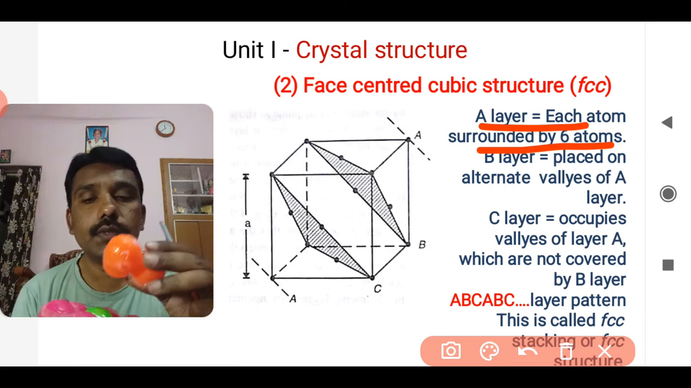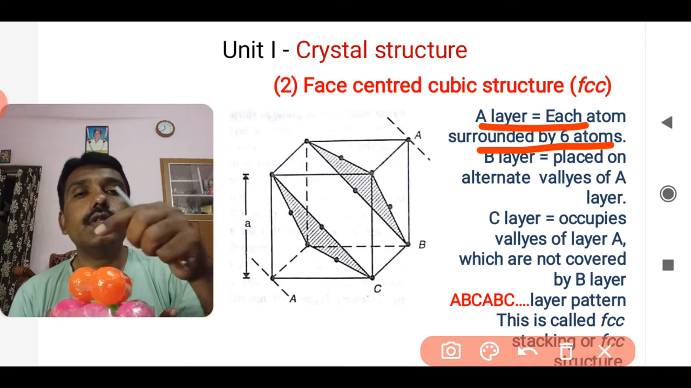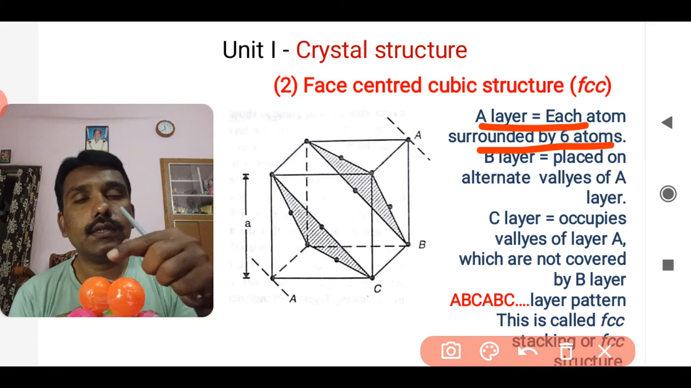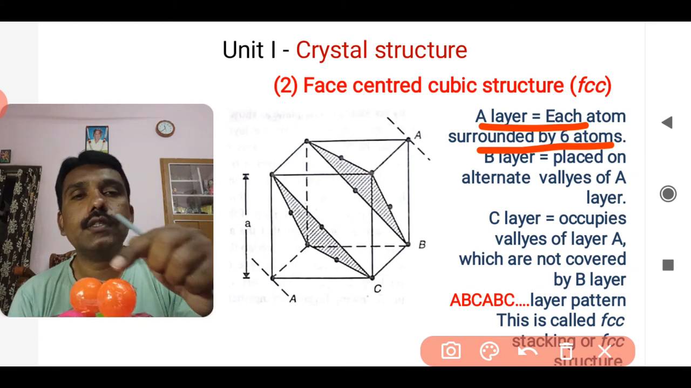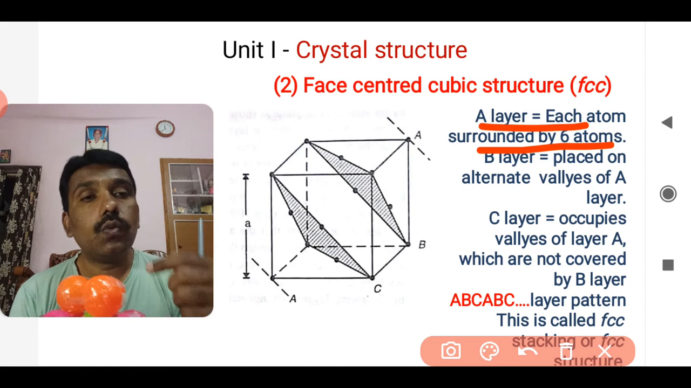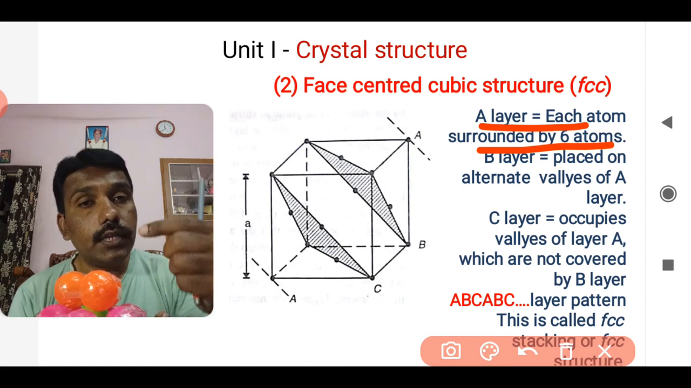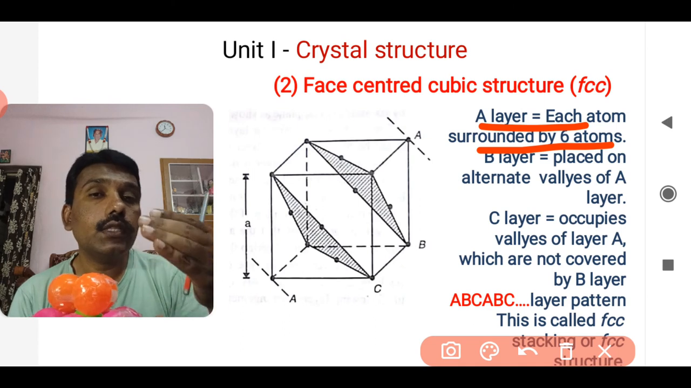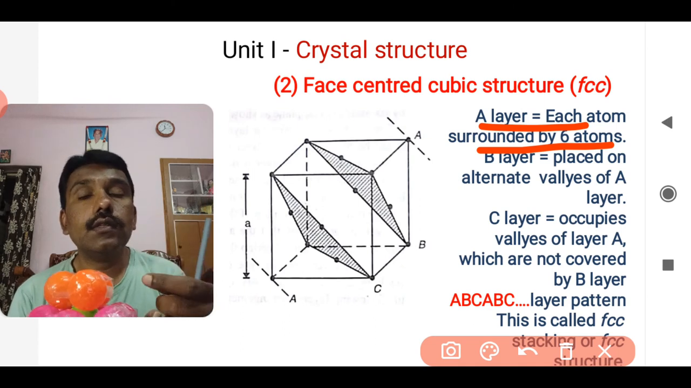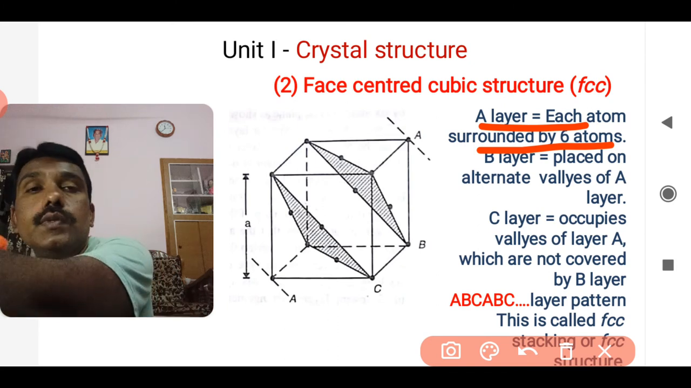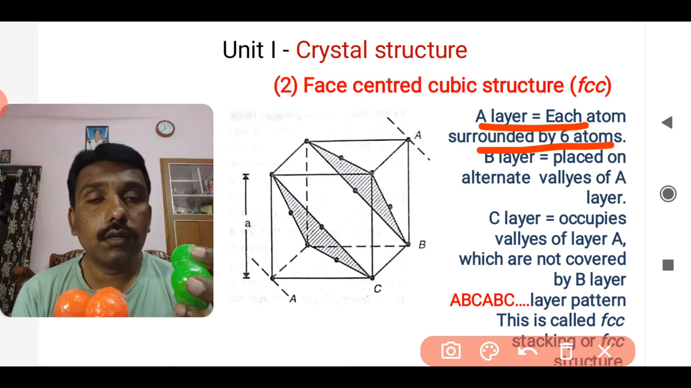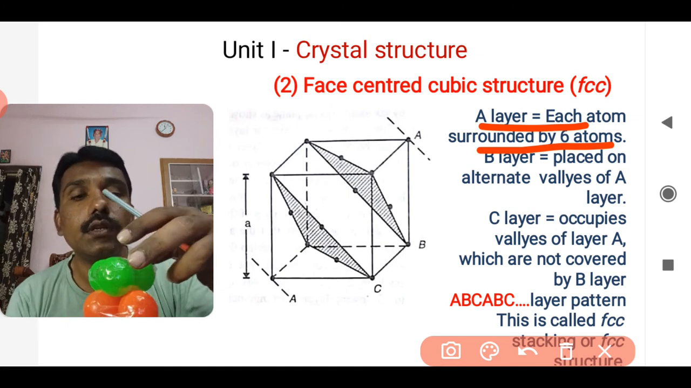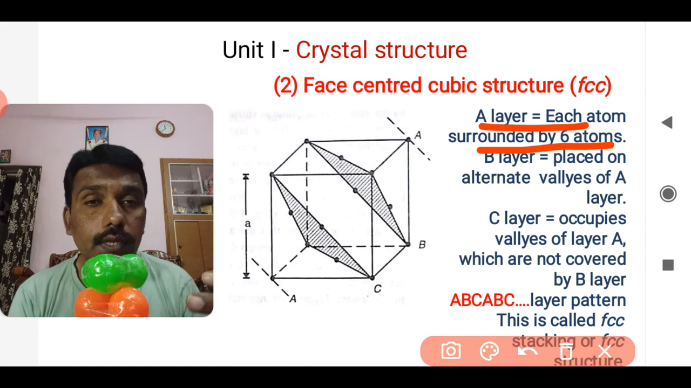Three atoms are there, which cover the remaining grooves. That is covered by the second layer B, which contains three atoms. Now the difference between HCP and FCC comes with the third layer. In the third layer, there are again three atoms, which are going to cover the remaining grooves of the A layer.